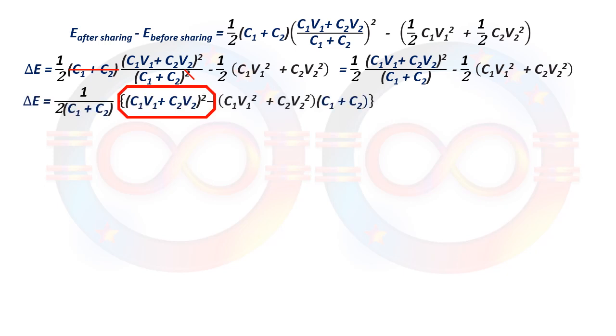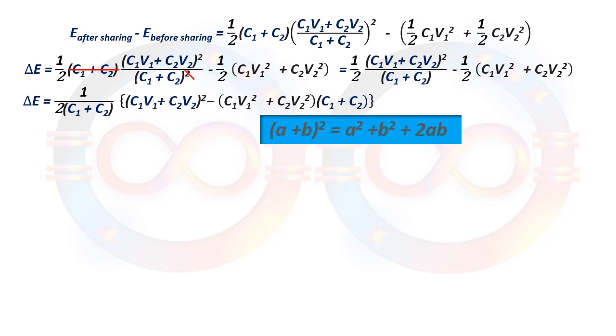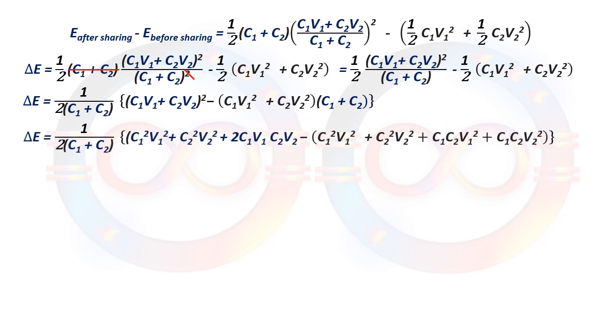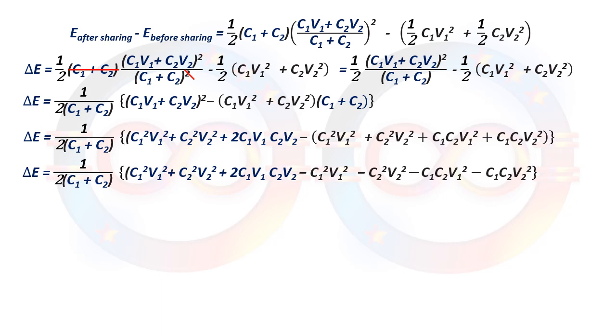For this particular part, a square plus b square plus 2ab. So if we expand this on that formula, it is c1 square v1 square plus c2 square v2 square plus 2c1 v1 c2 v2. Remaining next part, c1 plus c2 you multiply to the c1 v1 square plus c2 v2 square. It will be c1 square v1 square plus c2 square v2 square plus c1 c2 v1 square plus c1 c2 v2 square. Negative you multiply inside.